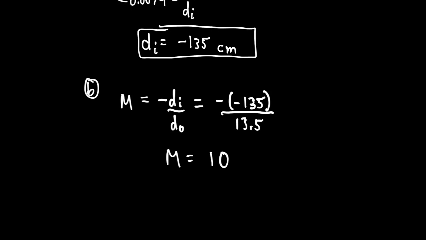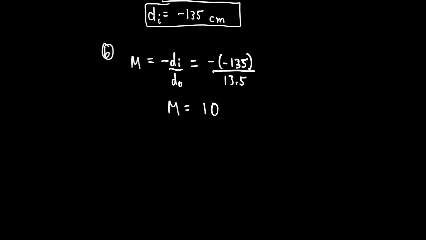Everybody's about to get excited about this one. It's unitless. Right? Unitless. No units. I'm taking a distance and dividing by a distance. Centimeters divided by centimeters, the centimeters cancel out. No units for magnification.